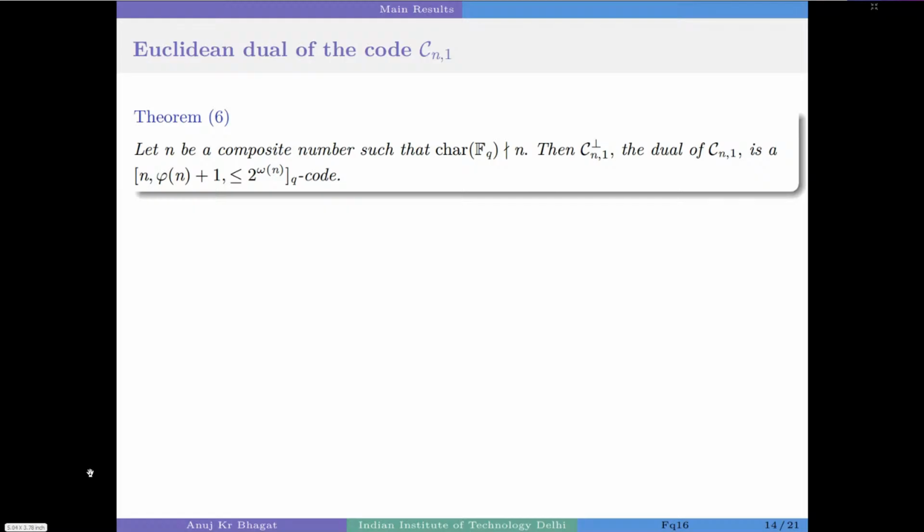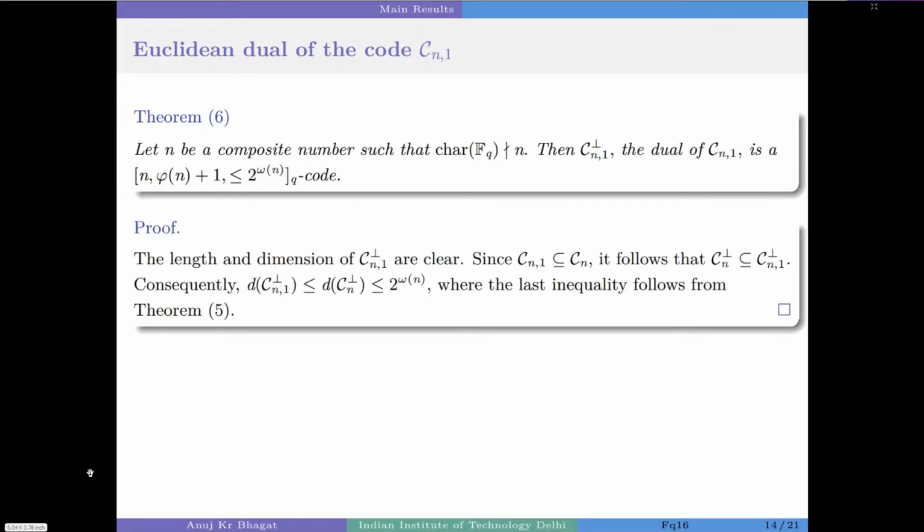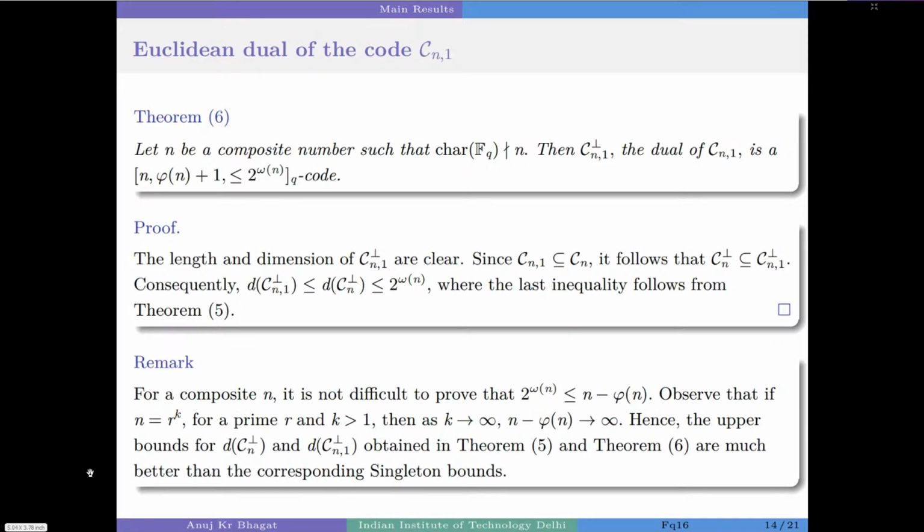So in fact, oh sorry, let me also complete what about the dual of the code C(n,1) perp. The distance of the dual of C(n,1) will also not exceed 2 to the power omega(n). The proof is very simple because C(n,1) is contained inside Cn. So we have this inequality for the distance of the duals, and because we have proved this one as 2 to the power omega(n), this will also be less than or equal to 2 to the power omega(n).